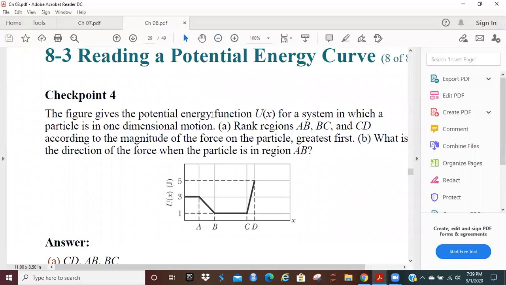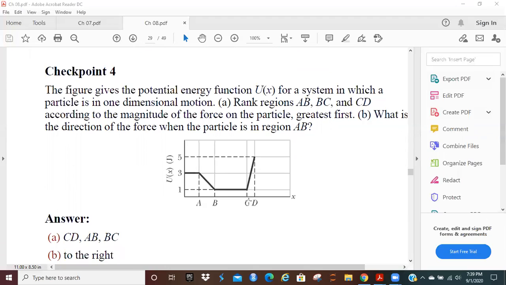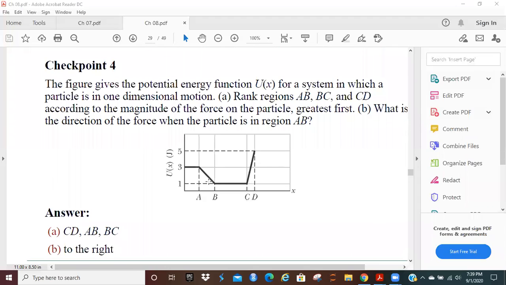All right, this figure gives the potential energy function for a system in which a particle is in one-dimensional motion. So let's rank the regions AB, BC, and CD according to the magnitude of the force on the particle. And then finally, what is the direction of the force when the particle is in region AB? So let's rank the region from here to here, then here to here, and then here to here, according to the magnitude of the force on the particle.